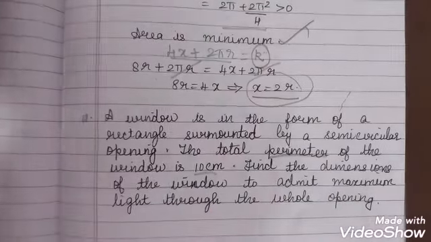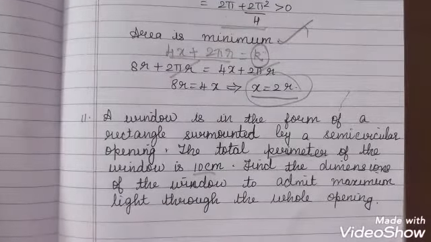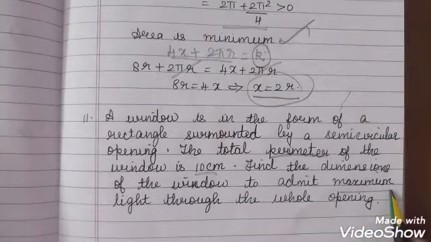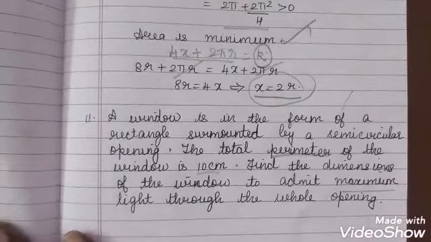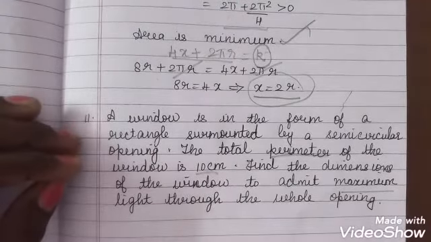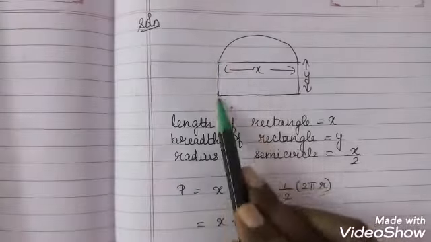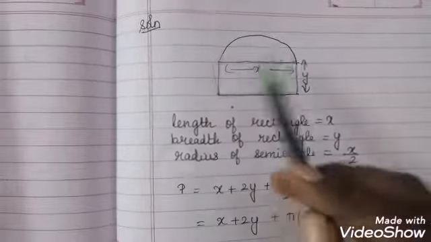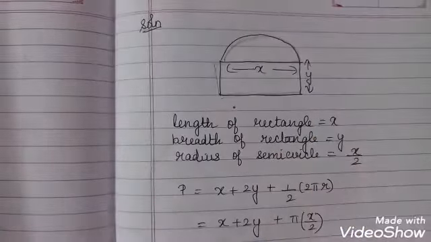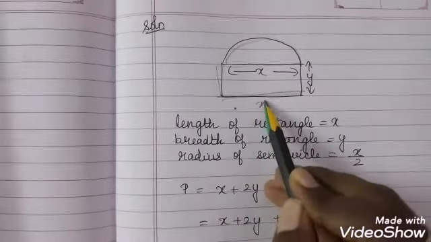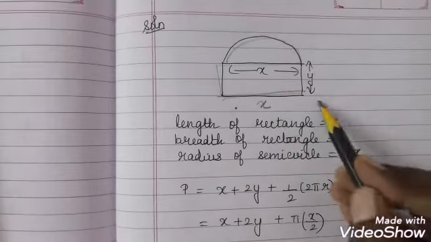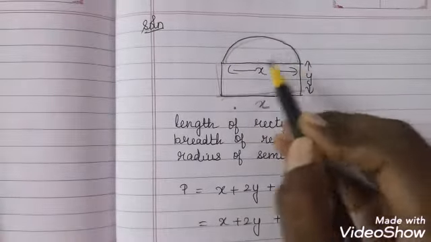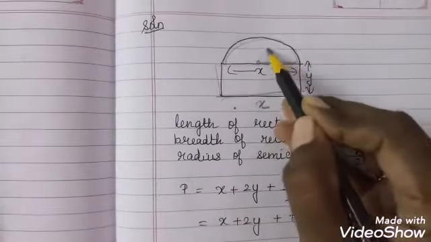So what is it I'll have to find out? Find the dimensions: the length and breadth I'll have to find out here, as well as to admit maximum light through the whole opening. Okay, maximum area. This is what I'll have to find in this case. So this is a figure we have taken here. This is a rectangular window surmounted by a semicircular opening. So what is the length you will get here? It's nothing but x. What is the breadth you have here? It is equal to y. Now this is a semicircle. So what is the radius of the semicircle? What will you get here?